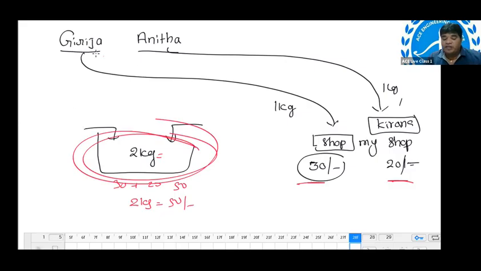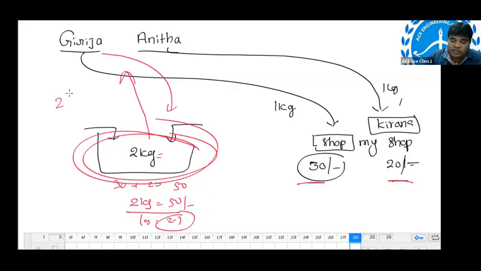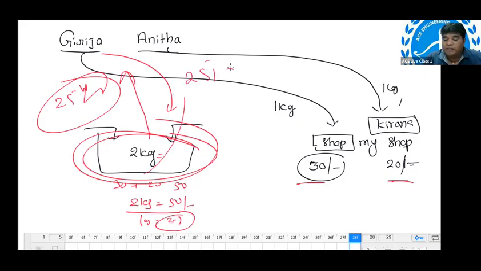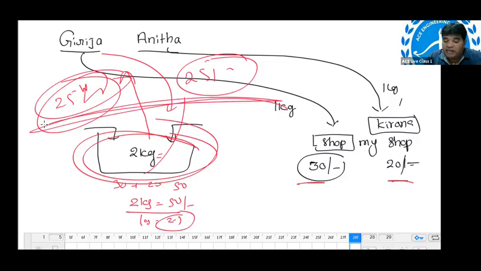Now Girija came to my shop and asked for a kilo of rice. I don't have different rices, I have only one type of rice. Each kilo, I said, 25. 2 kg for 50 rupees means 1 kg costs 25 rupees. She said okay and took 1 kg for 25 rupees. Immediately Anita came to my shop. We have only one type of rice, and she also purchased at 25 rupees. 25 and 25, there is an equal quantity now.